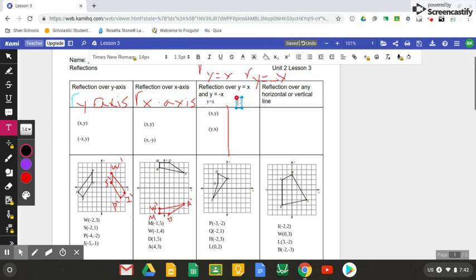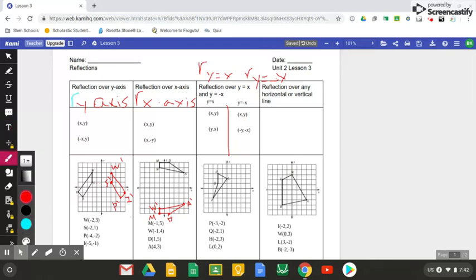The other side is if you have y equals negative x. Well, the only difference is that negative sign. So if you have (x, y), it just switches to (negative y, negative x), all right? These are the only two rules you really absolutely need to know, because all the other ones, the y-axis, x-axis, and our last one, you can just count to the line and you're fine.